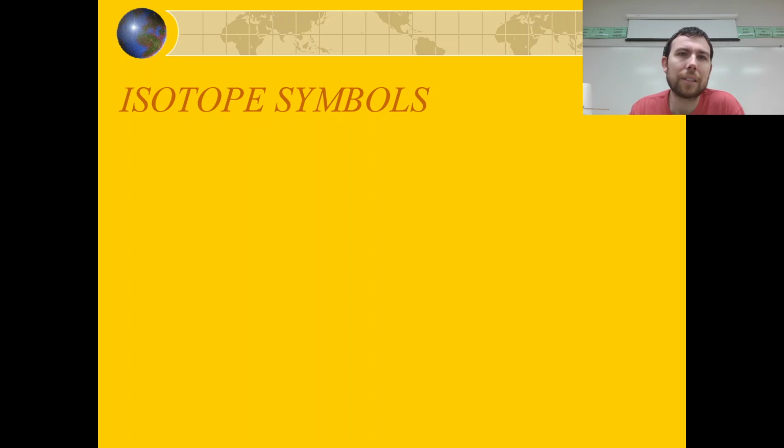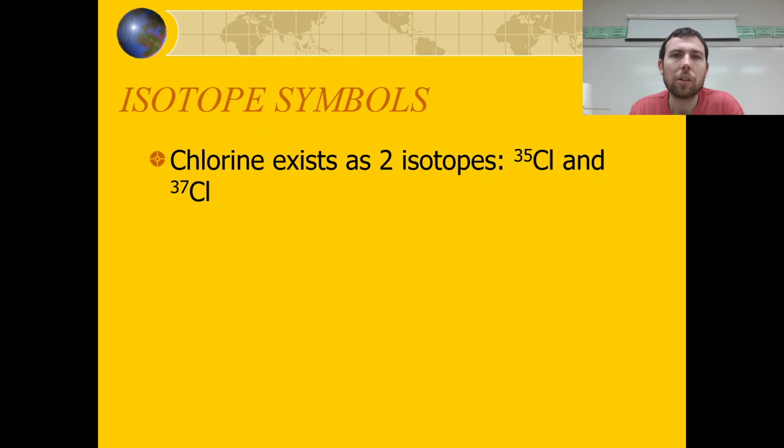Now, looking at isotope symbols. We know something like chlorine, for example, exists as two isotopes, chlorine 35 and chlorine 37. So there we have our symbol. We've got the mass numbers in the upper left corner. Notice in both of these, they've left off the atomic number, but for chlorine, that's atomic number 17.